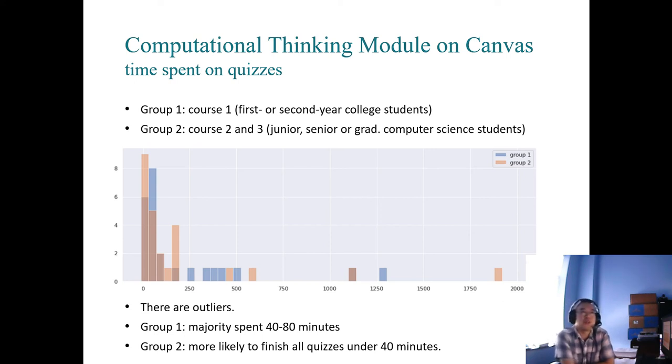So it looks to me like a student clicked on a quiz and never finished it and left it for a couple of hours or a couple of days, and then the window got closed eventually.